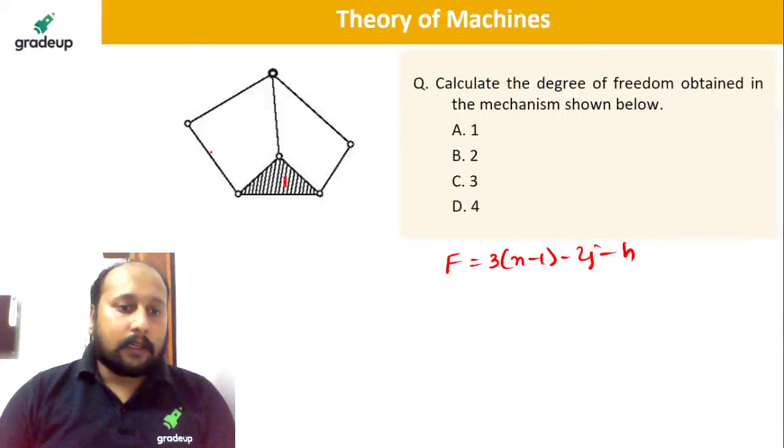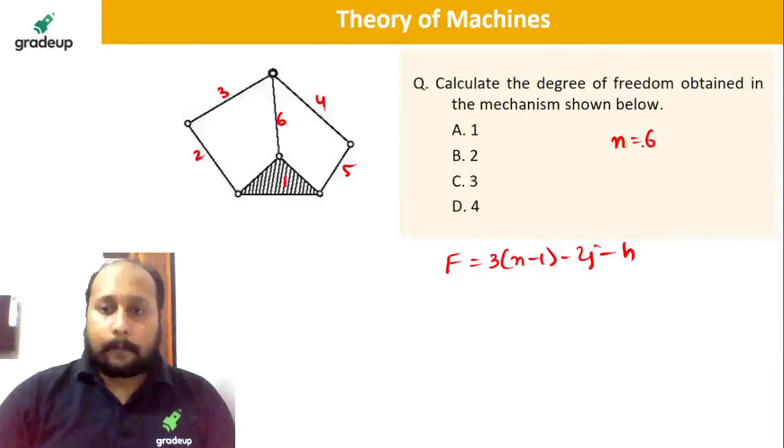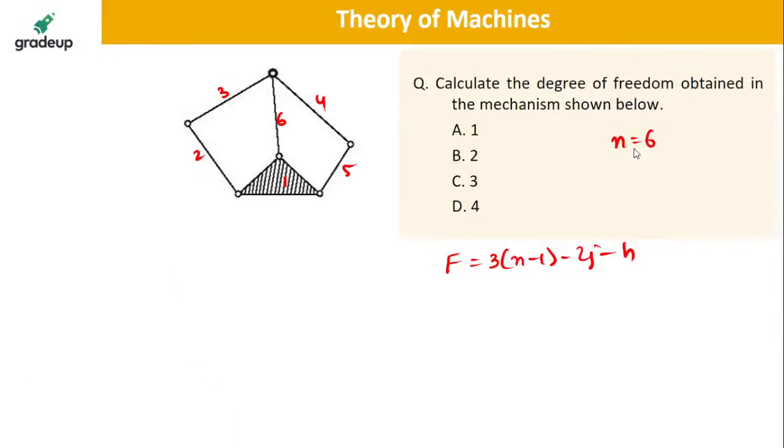So this is 1, 2, 3, 4, 5 and 6. So n is equal to 6. Okay, let me hide the video. There is a buffering issue going on, so let us understand this question without the video. Quickly, tell me what is the answer for this problem. A, B, C or D?